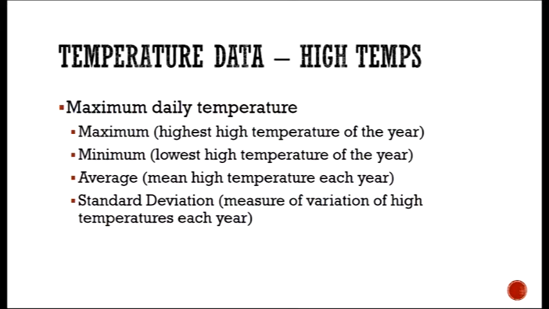High temperatures. High temperatures were analyzed 4 ways. Maximum high temperature of the year, the hottest day of summer. Minimum high temperature of the year, the coldest day of winter. Average or mean high temperature across the entire year, and the standard deviation, which is a measure of variation of high temperatures across each year.